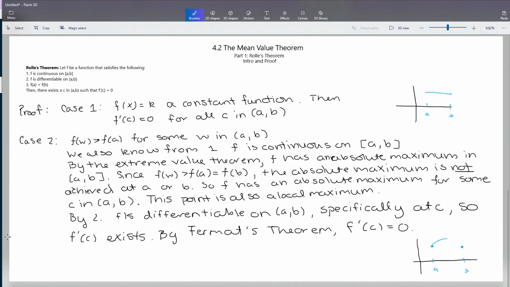Now, if we go up, we must connect this back down. And we can see that when we do, there is this point here, this local maximum point, where we have a horizontal tangent, where our derivative is 0. And this is our point C.